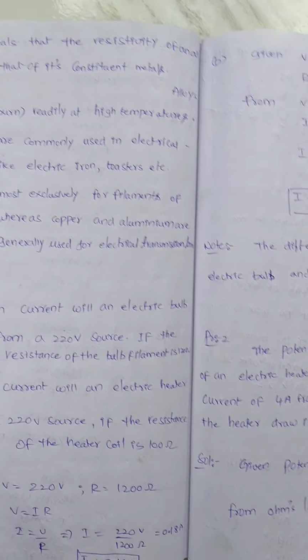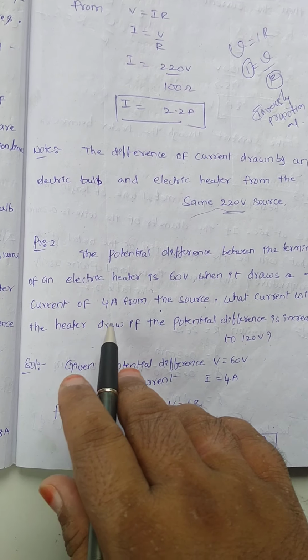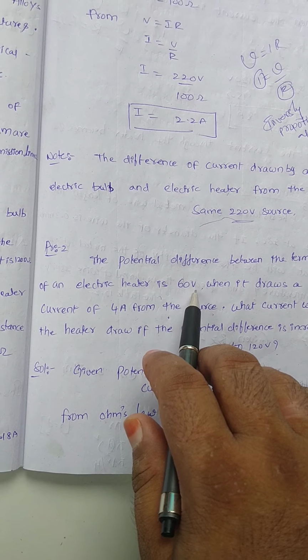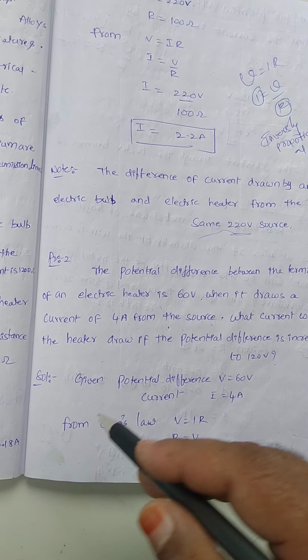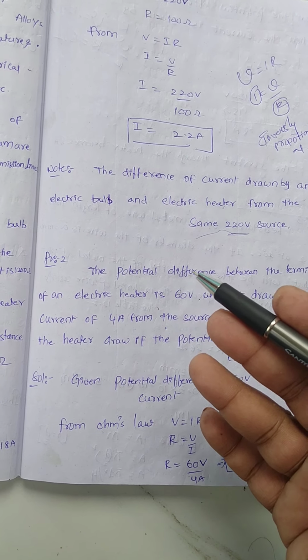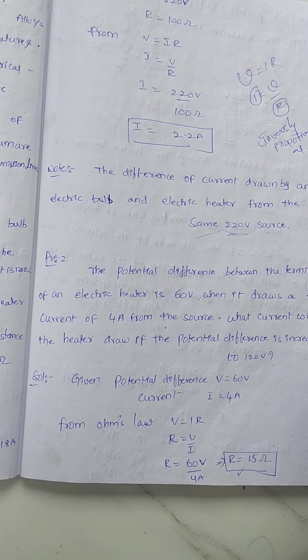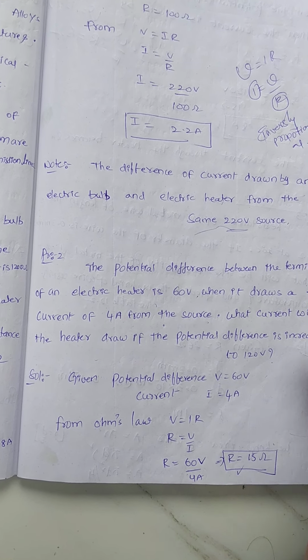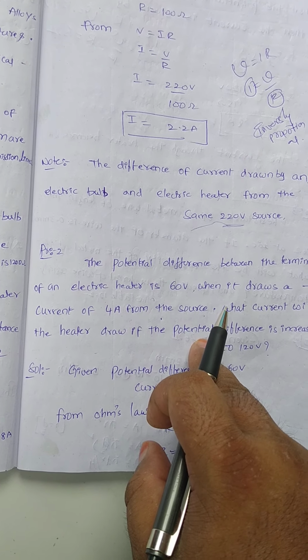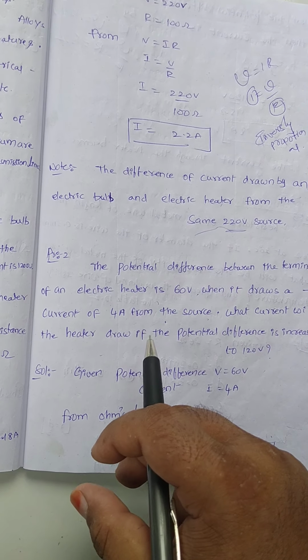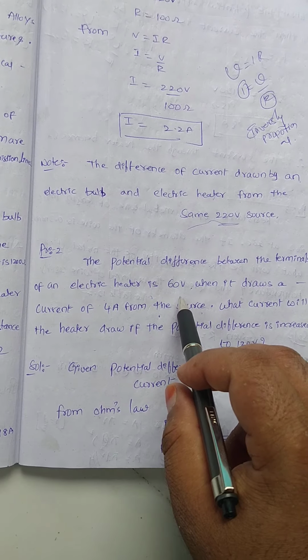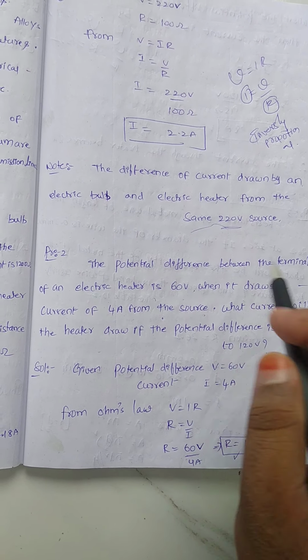Initially the current given was 4 ampere. It draws 4 ampere for 60 volts, right? So if you increase 60 volt to 120 volt, then it doubles, right? 60 into 2 is 120. So here also 4 into 2. The current also increases 2 times. The potential difference increases 2 times, so how much current will we get?